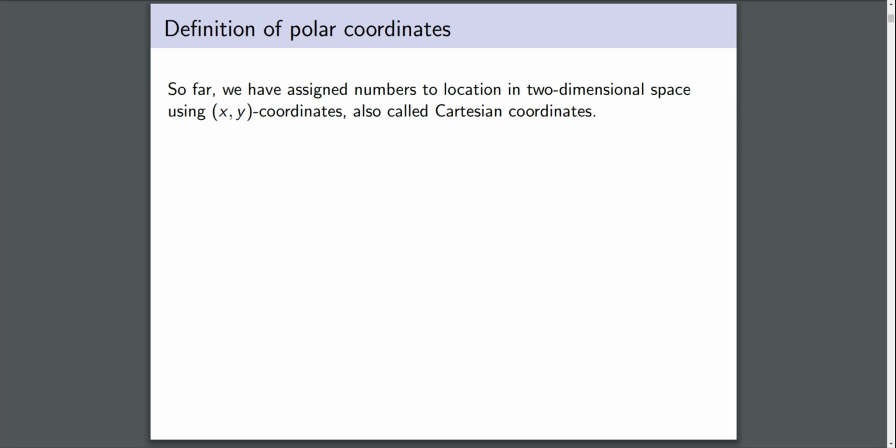So coordinates in general, that's a way that we assign numbers to a geometric idea. And what we've been doing in our class so far, we've been using x, y coordinates. Those are also called Cartesian coordinates, after one of the first people who worked with them. That's the mathematician René Descartes.